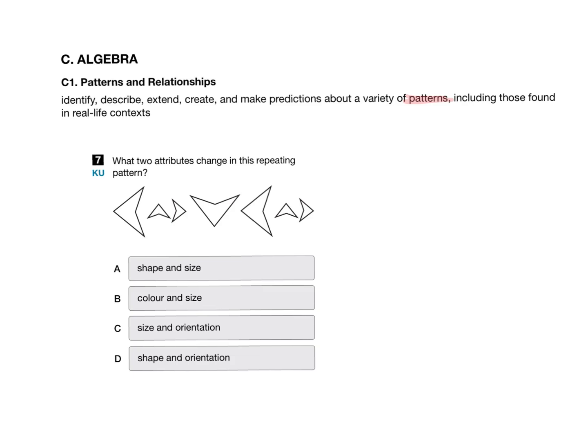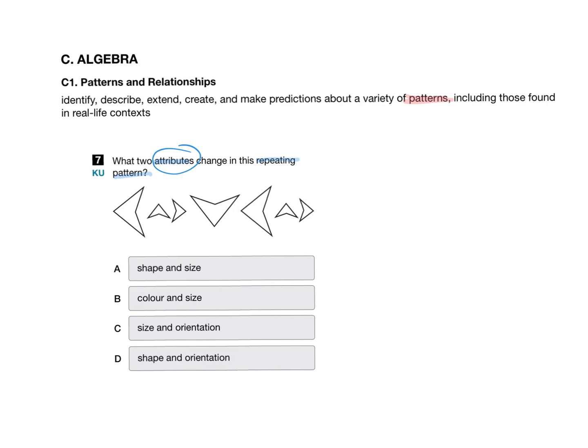The question says, what two attributes change in this repeating pattern? So first we have to understand what an attribute is. Do you know what an attribute is? An attribute is a feature of an object. Some examples of attributes we could use to explain different objects could be things like the shape of an object, the color, or the size. And it helps us to sort different objects. So let's look at this repeating pattern.